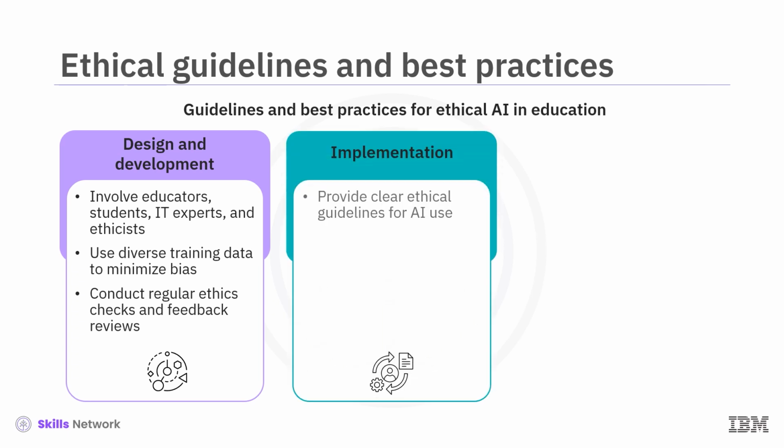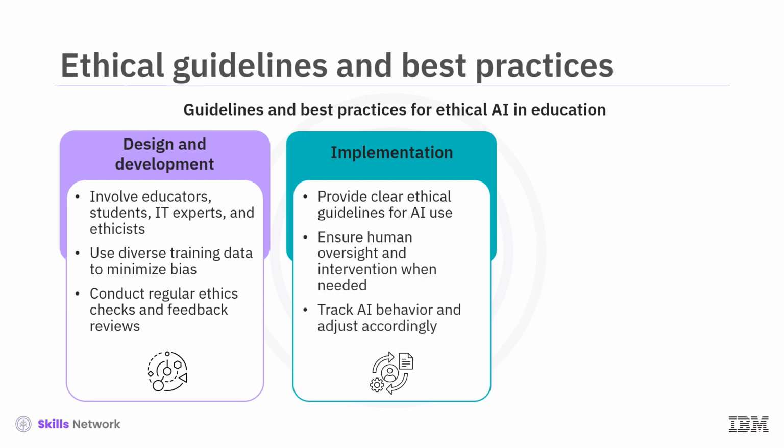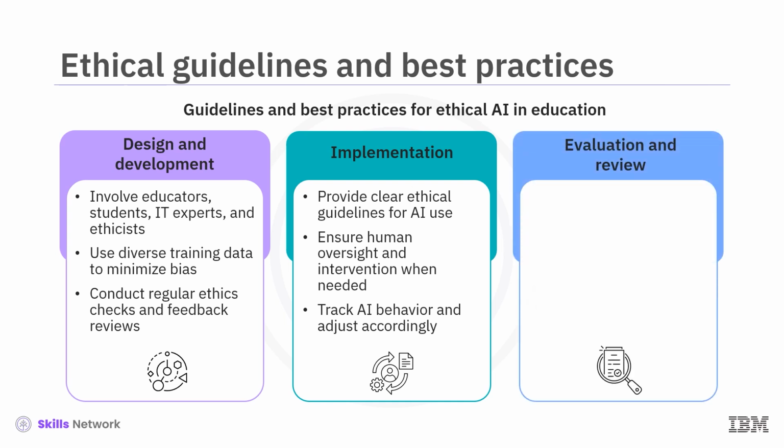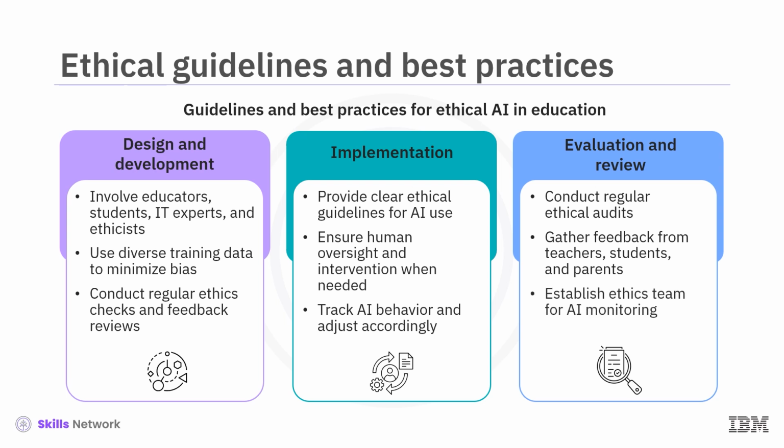Implementation. Clear instructions must show how AI tools align with ethical ideas. Humans must monitor things and be ready to step in when needed. The system should track how the AI acts and make changes as it goes. Evaluation and review. Regular ethics checks ensure the tools follow ethical rules. Teachers, students, and parents should share their thoughts on moral matters. A special group or ethics team should watch how AI is used in schools.